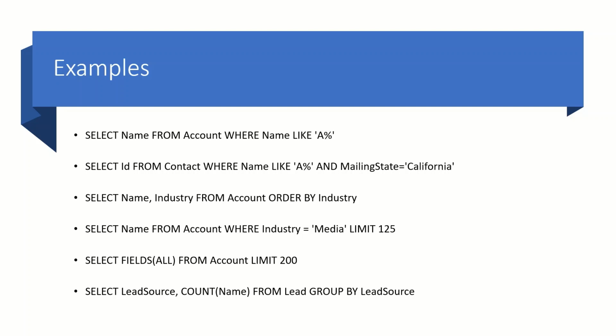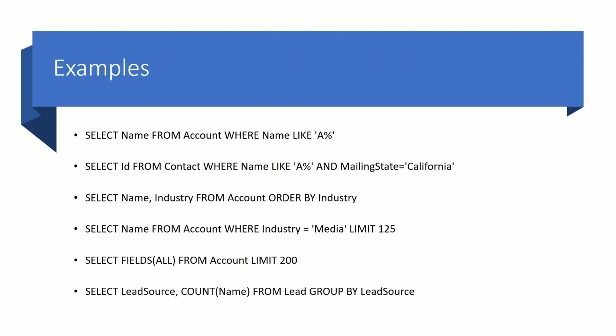Then select fields(all) from account limit 200. It will select all the fields, but the limit is 200. So the first 200 fields will be there, in which there will be a combination of custom and standard fields. If you want all the custom fields, you have to replace all with custom. If you want all the standard fields, you have to replace all with the standard keyword.